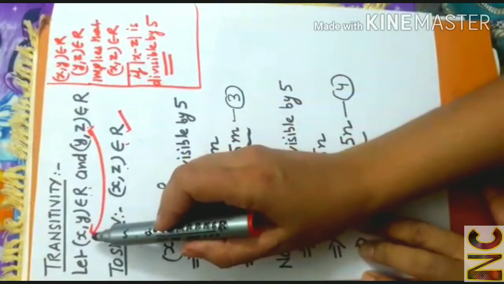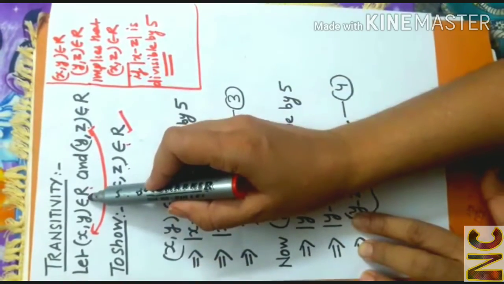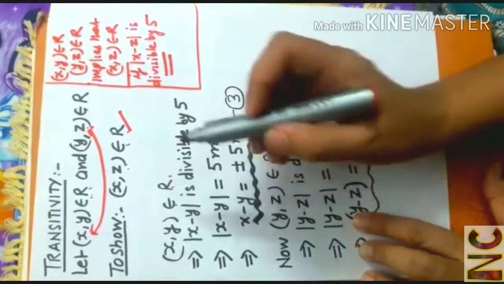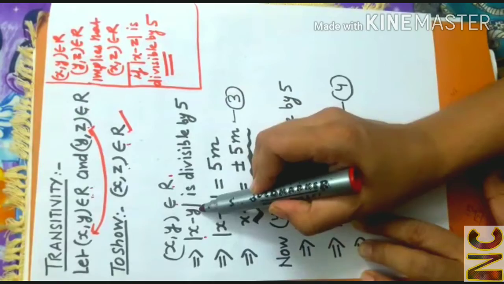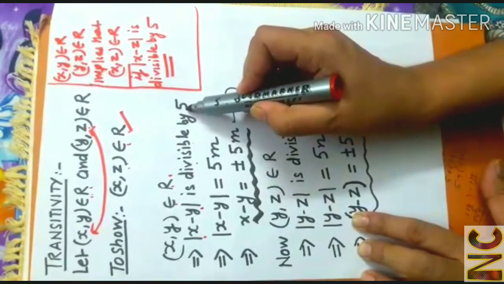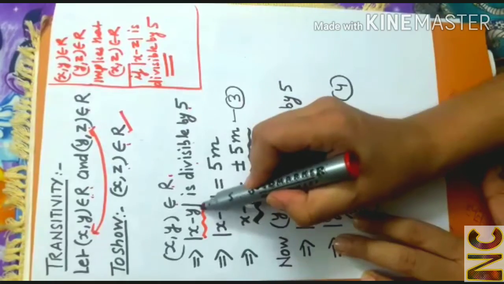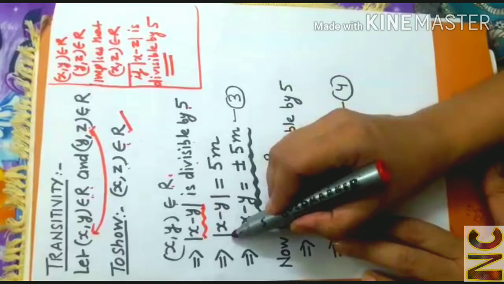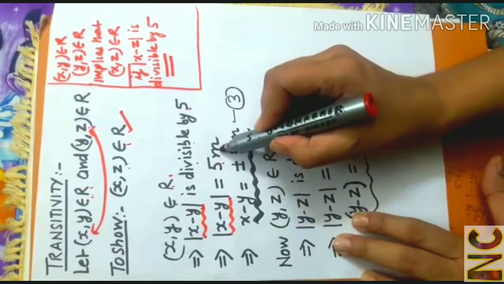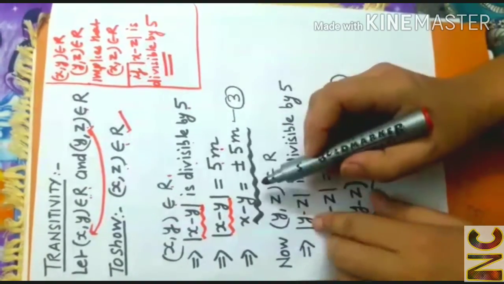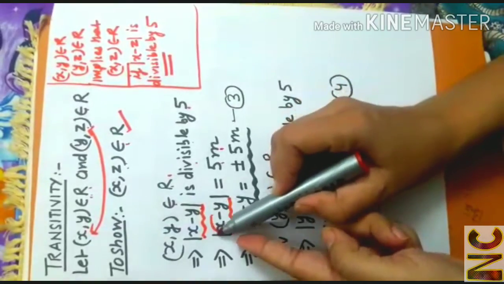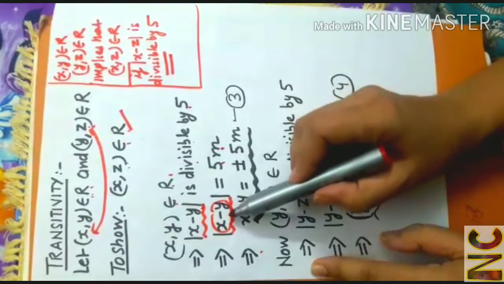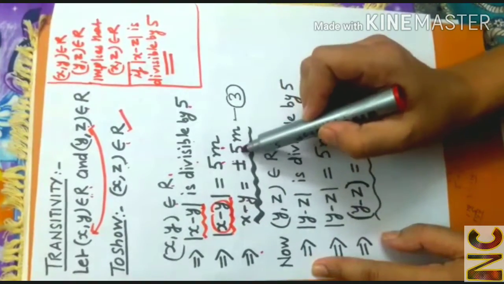So we are given that x comma y belongs to R. So by definition of R, absolute value of x minus y is divisible by 5. That means this number will be some multiple of 5. So I write this as 5 times m. Now absolute value of this number is equal to 5m. So this implies that the number x minus y will be equal to plus minus 5m.